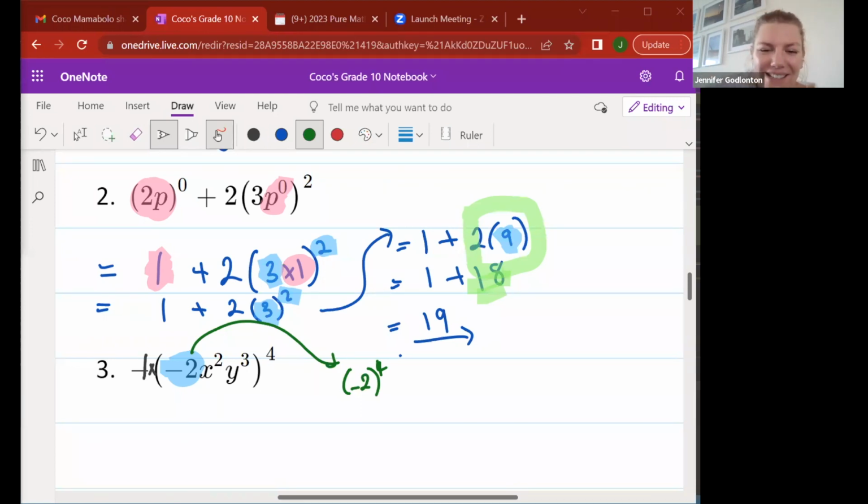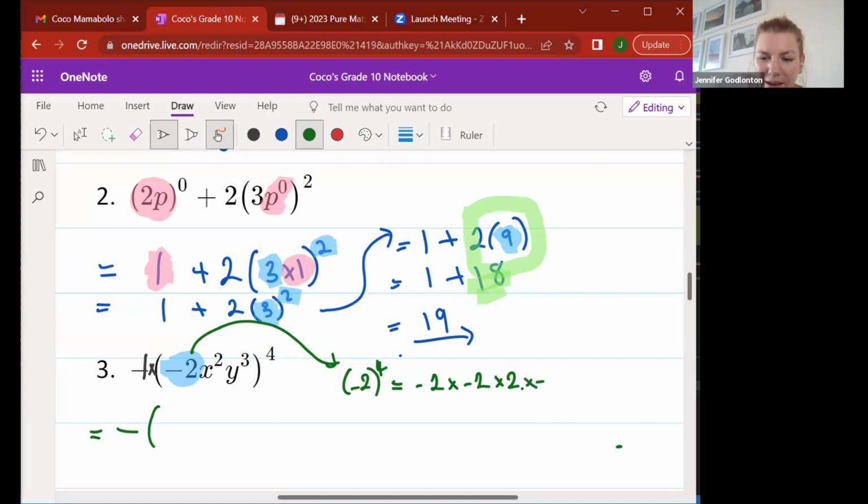Okay, let's break this down step by step. The negative on the outside of the bracket, we're going to keep it where it is for the moment, and just focus inside this bracket. We've got -2 to the power of 4. That's the same as saying -2 times -2 times -2 times -2. First of all, it's going to give us a positive because 4 negatives give a positive, and it's going to give us 16.